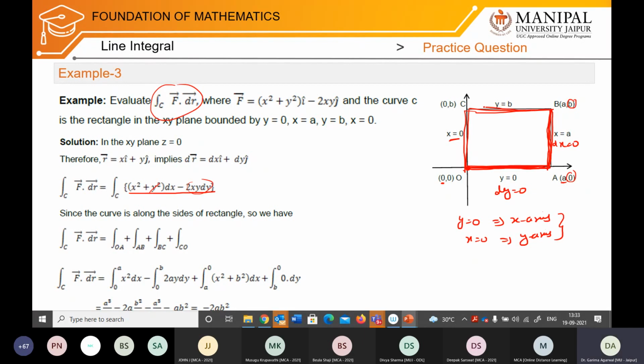Now if I move along BC line, that means y is b and dy is 0. So again substitute y equals to b and dy is 0. That means x square plus b square dx. Now the limit of x will be a to 0. Now along the line CO, the value of x is 0, the value of dx is 0 and the value of y is b to 0. Right? And then simply integrate it. This is the line integration. As simple as that. Clear?